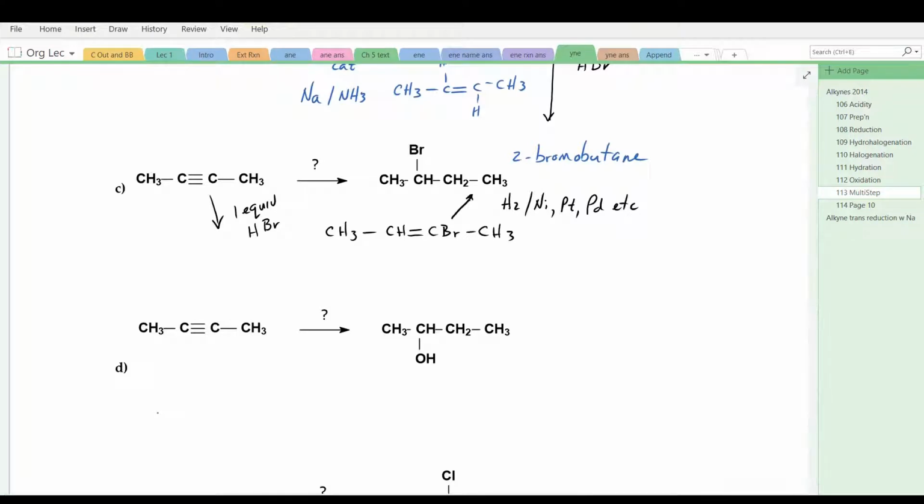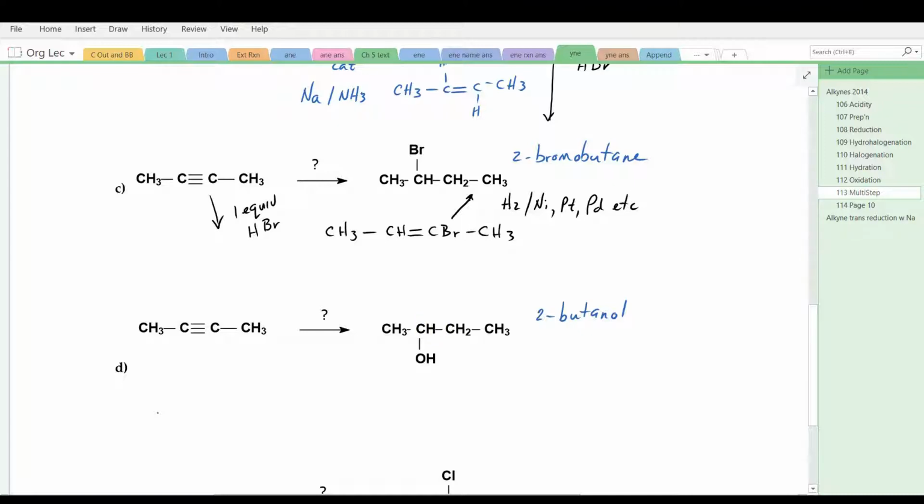In the next example, we are converting 2-butyne into 2-butanol, or sec-butyl alcohol. So it is a hydration, but we certainly can't do that in a single step, can we? Hydration of an alkyne produces an enol. We don't have an enol. The enol rearranges to a ketone. That's not going to work.